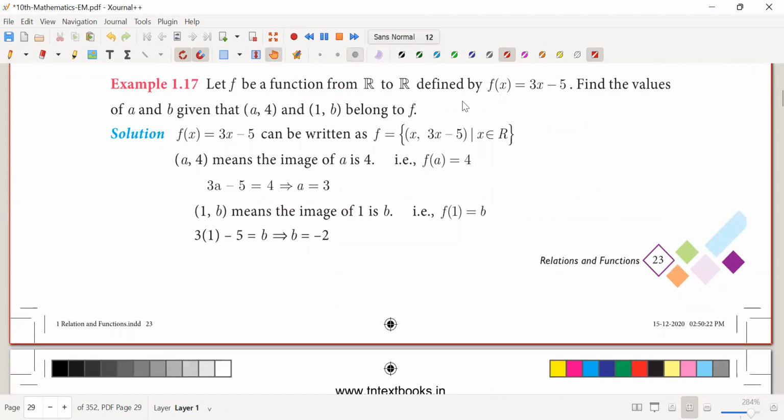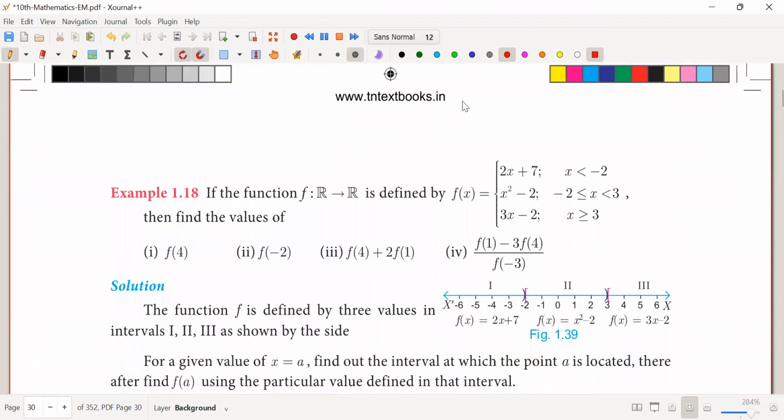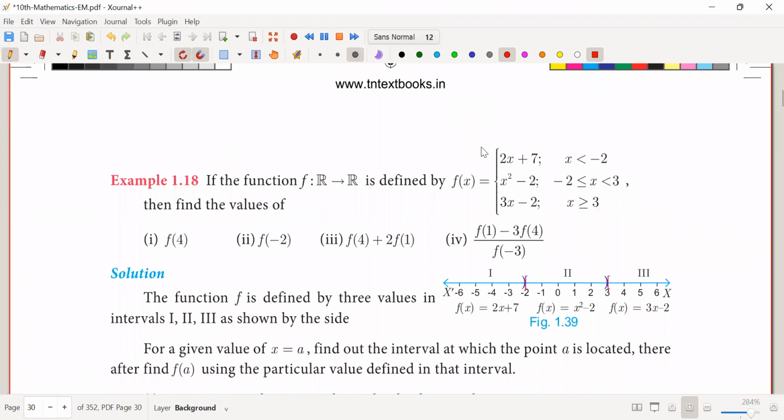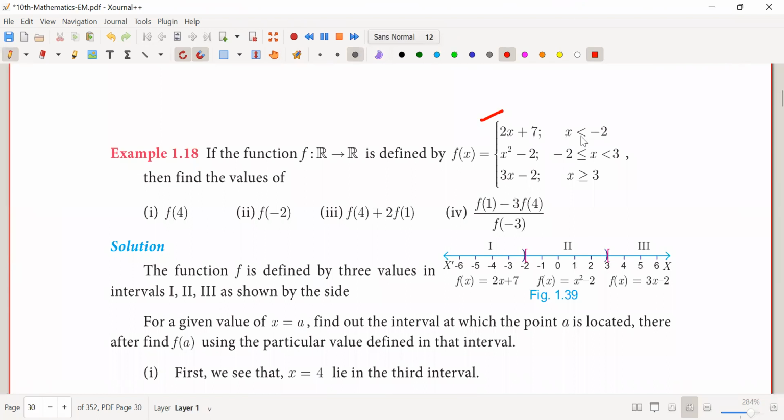So after completion of this, here also, they'll be applying the same concept you did before, but with a slight difference. These are 5 marks. Slight difference. If X is lesser than -2, then we have to use this. If it's equal to or greater than -2 and lesser than 3, then we have to use this formula. If it's greater than or equal to 3, we have to use this one.